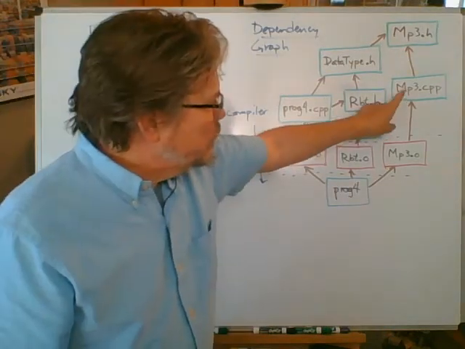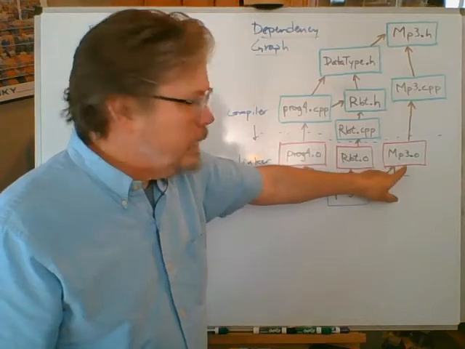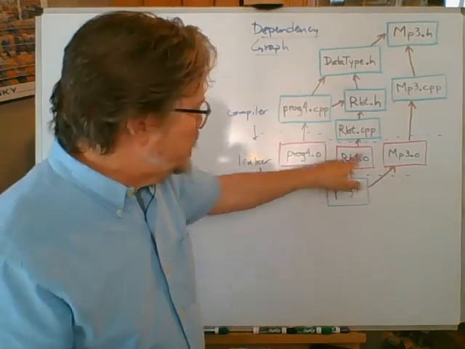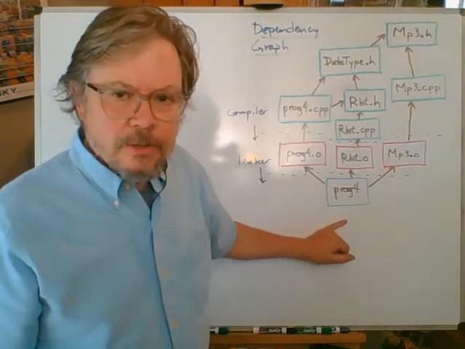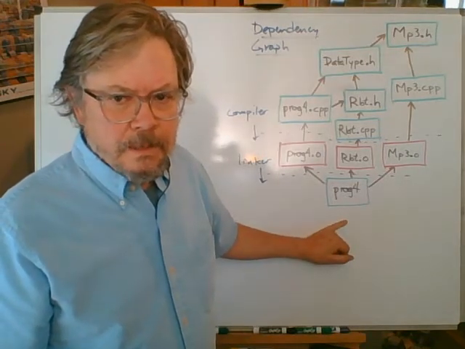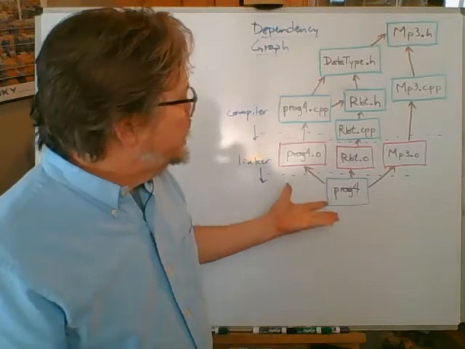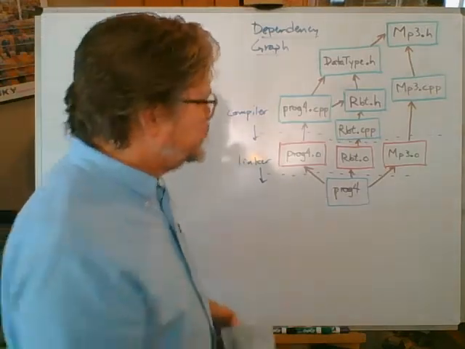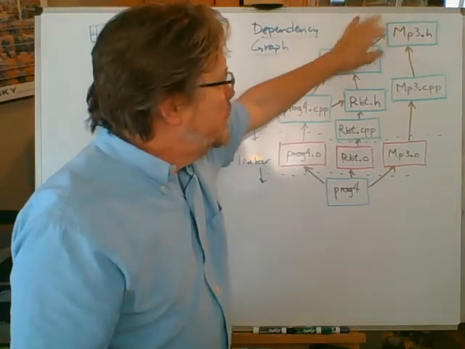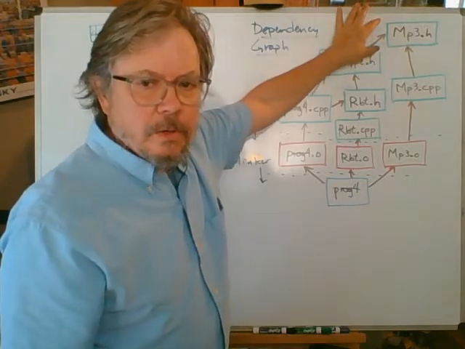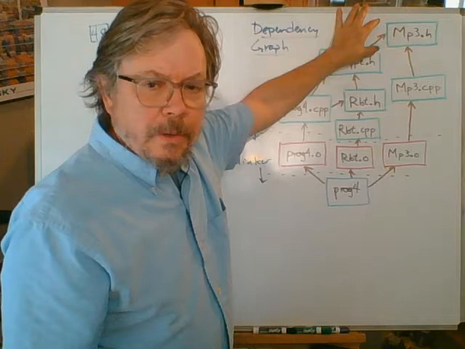So if I only change one thing in here, I only want it to make a new object code version of mp3, not these. None of that changed. And then link it so I've got a new executable file down here. Now look at the top of the heap up here, mp3.h. Let's say I made some little editing changes here. What are the ripple effects of that?